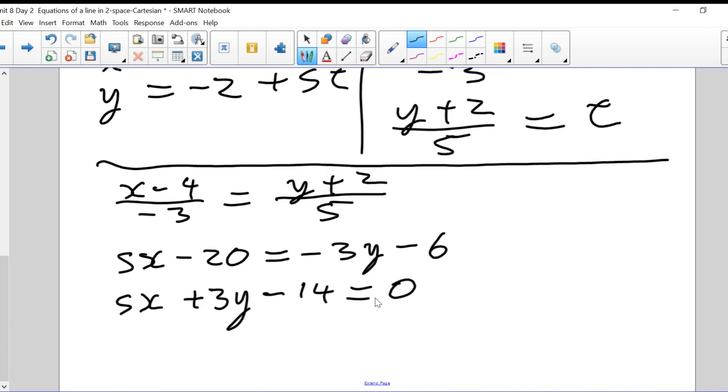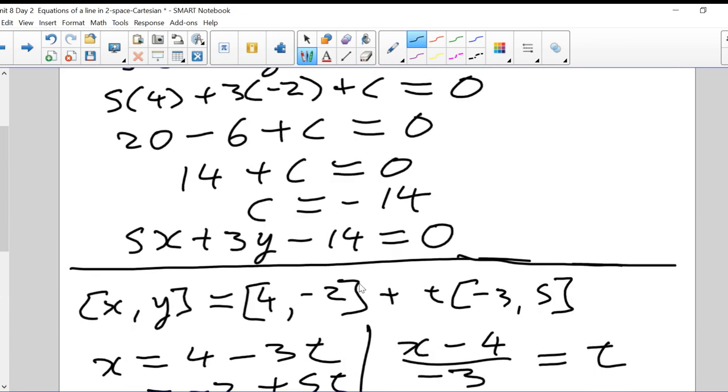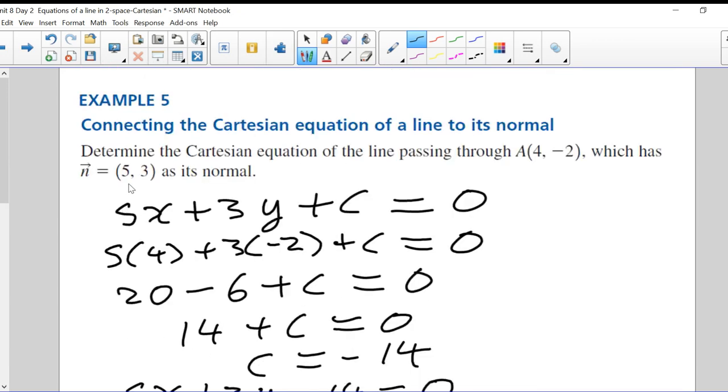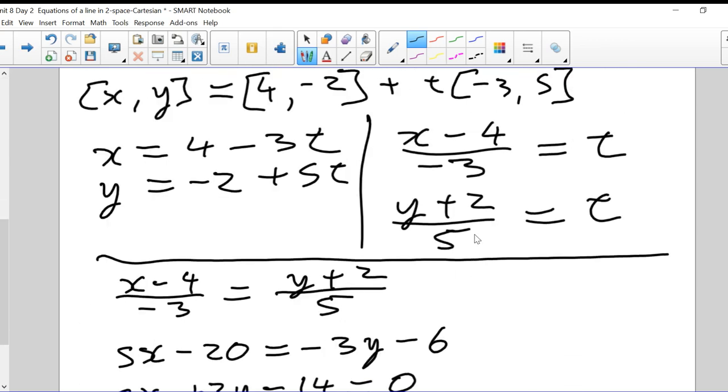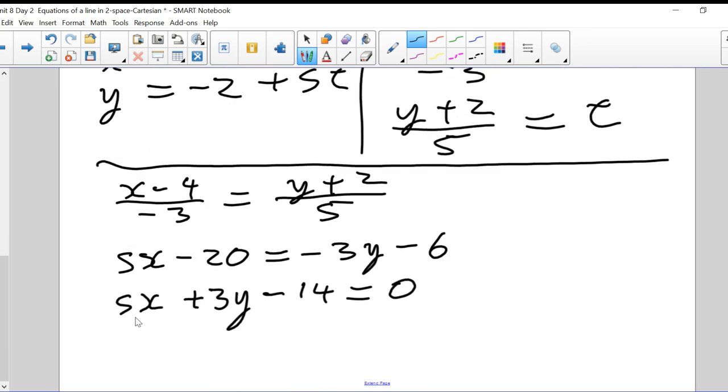So what we're saying is, if they give you the normal, you're off to the races. Because the 5 and the 3, without changing anything, the 5 is the x, and the 3 is the y, that we're going to use, along with some c that we don't know yet, but then we have a point that we can use to figure that out. That is how we're going to get the Cartesian equation of the line. So if you were ever asked what is the normal to this line, I would just say it's (5, 3).